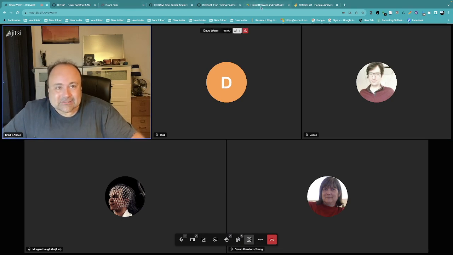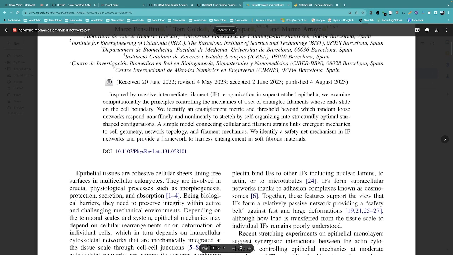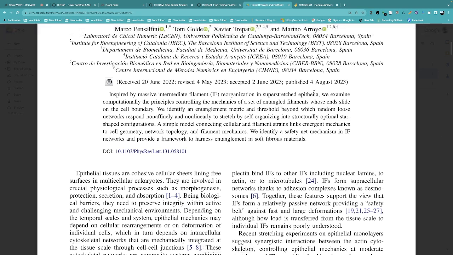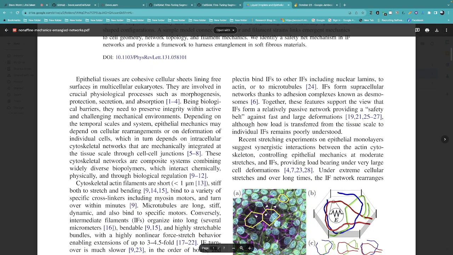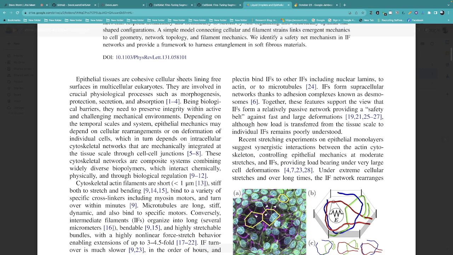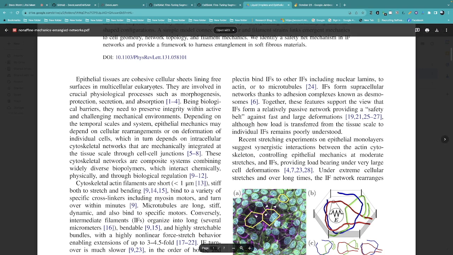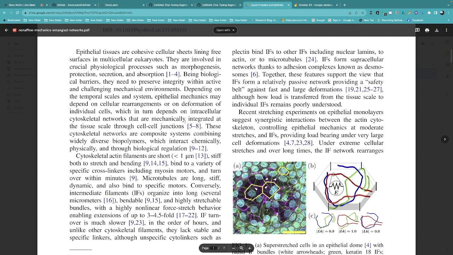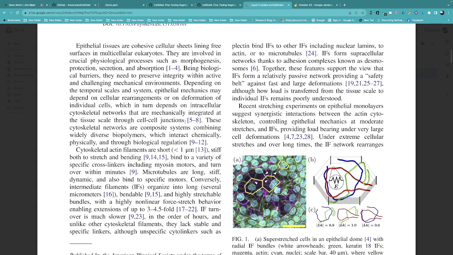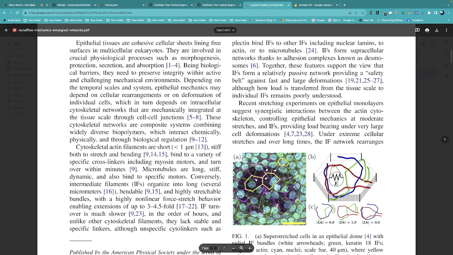So yeah, let's go back to the paper. This sort of system is in a superstretch regime, so it's not like a normal function, but they use that to show how this works. Epithelial tissues are cohesive cellular sheets lining free surfaces in multicellular eukaryotes. They're involved in crucial physiological processes such as morphogenesis, protection, secretion, and absorption. They serve as biological barriers, but also protective. So they have this protective function, but they also do other things.